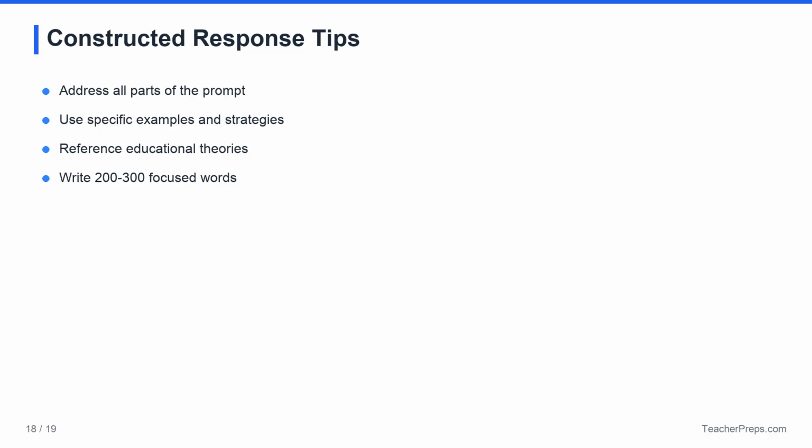For the constructed response section, remember these tips. Address all parts of the prompt. If it asks for 2 strategies, give 2 strategies. Use specific examples and teaching strategies, not vague generalities. Reference educational theories and research-based practices to demonstrate your professional knowledge. Keep your response focused at 200 to 300 words. Quality matters more than quantity.